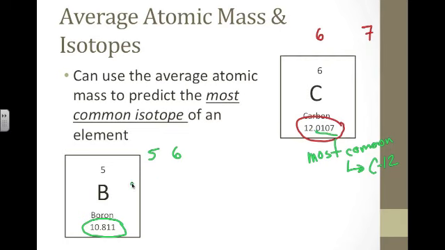But what is the most common? The most common has to come from this number down here. And since 10.811 would round up to 11, right, it's closer to 11 than it is to 10, then the most common isotope should be the one that adds up to 11. So it would be boron 11.